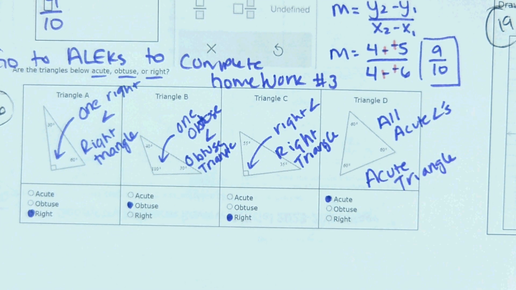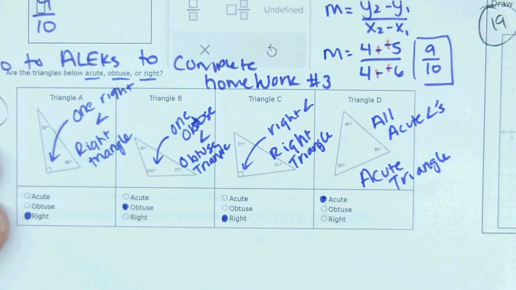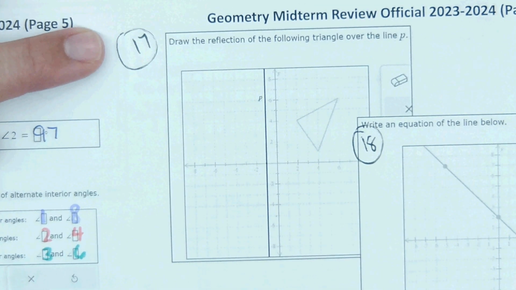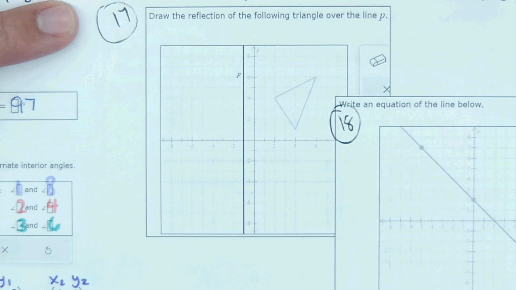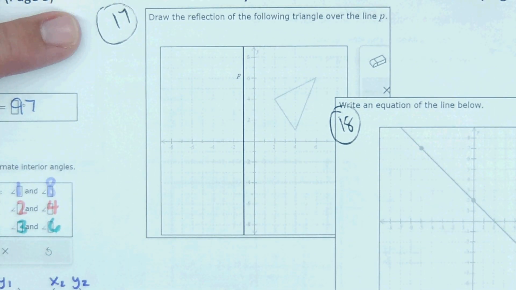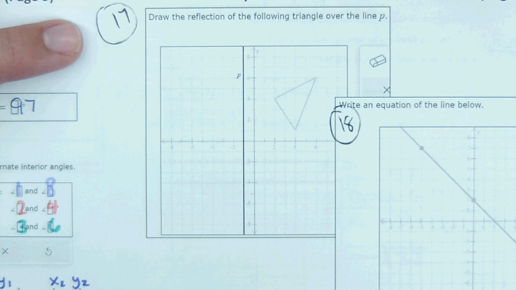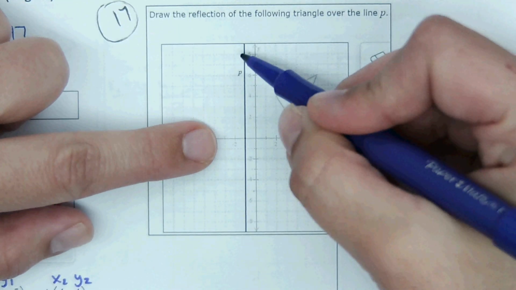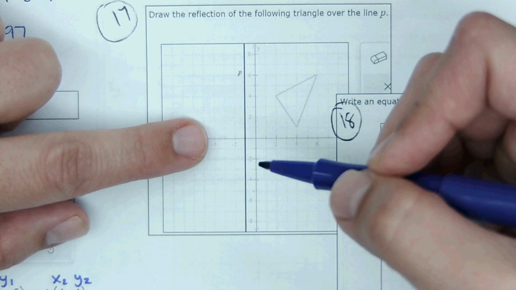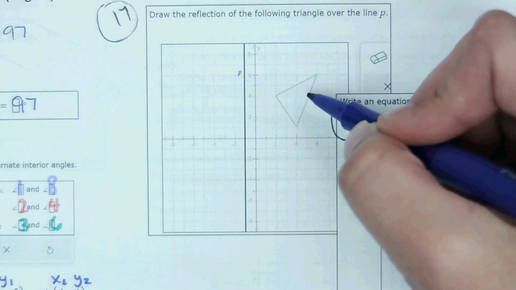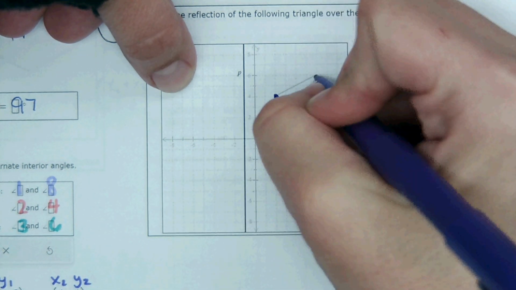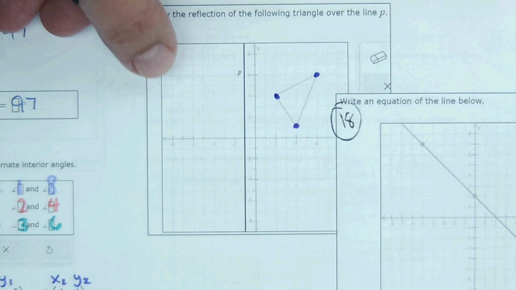Okay, then on the next page, so next we'll go to number 17 right here, have some graphs. 17 says, draw the reflection of the following triangle over line P. So for this question, you'll have some type of shape. It'll have the line of reflection drawn out, and then you just reflect that shape over the line. When you reflect a shape, you're actually reflecting each individual point over the line, and then you connect those points to make the shape.